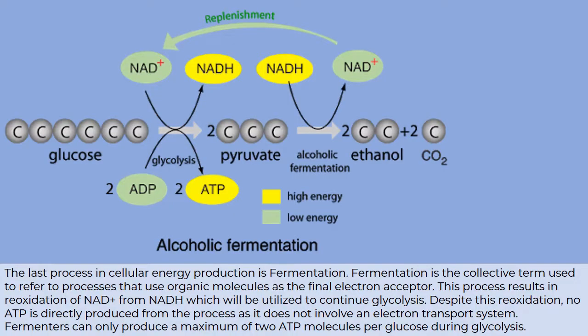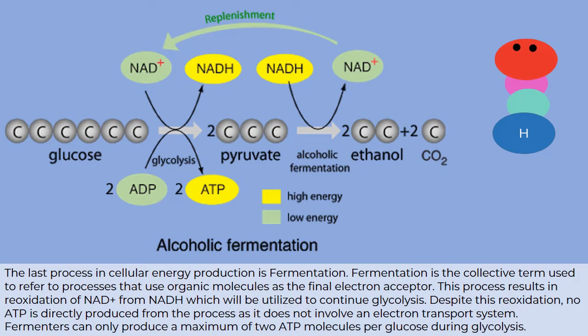The last process in cellular energy production is fermentation. Fermentation is the collective term used to refer to processes that use organic molecules as the final electron acceptor. This process results in the reoxidation of NAD+ from NADH, which will then be utilized to continue glycolysis. Despite this reoxidation, no ATP is directly produced from the process, as it does not involve an electron transport system.